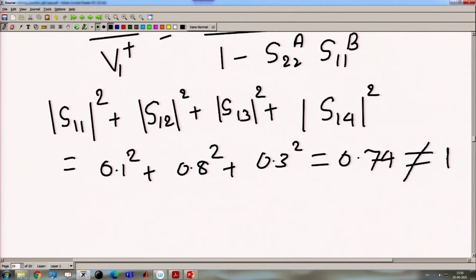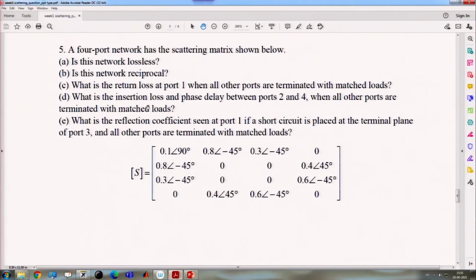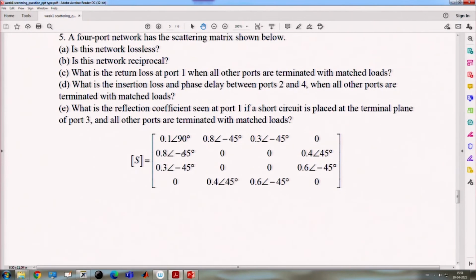Next question is whether this network is reciprocal. We can see that this is a symmetrical network, so this is reciprocal. What is the return loss at port 1 when all other ports are terminated with match load?